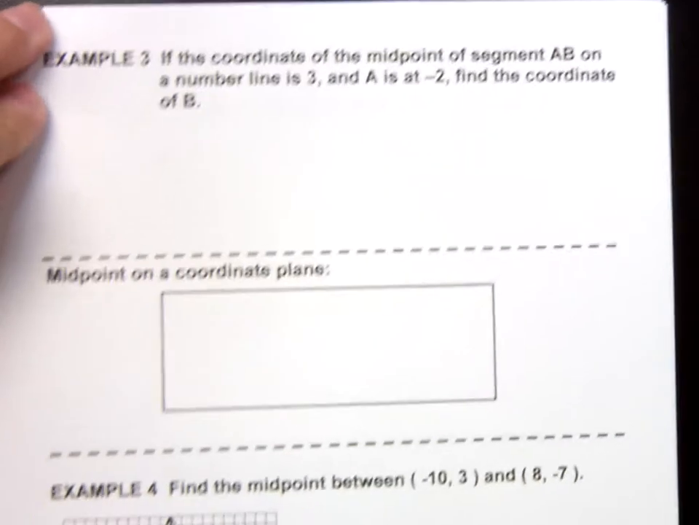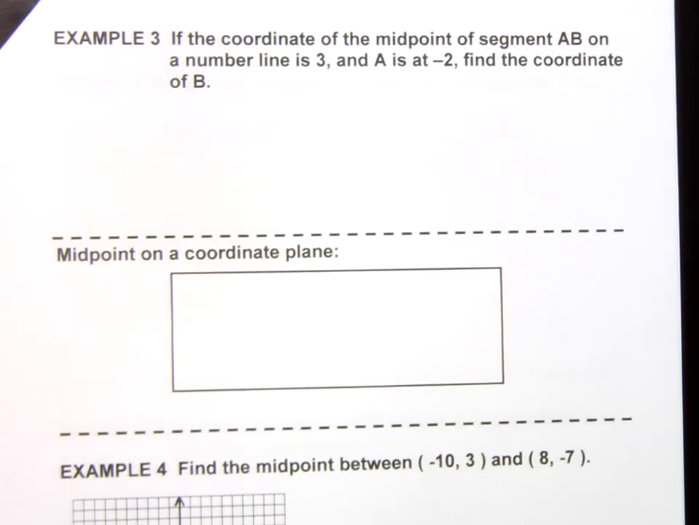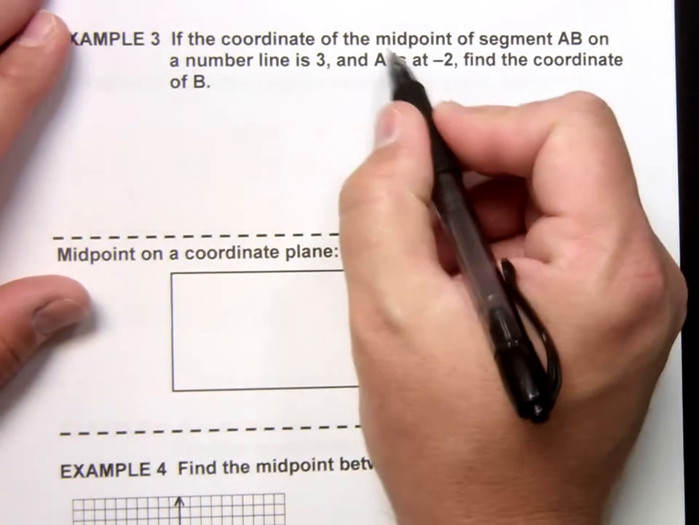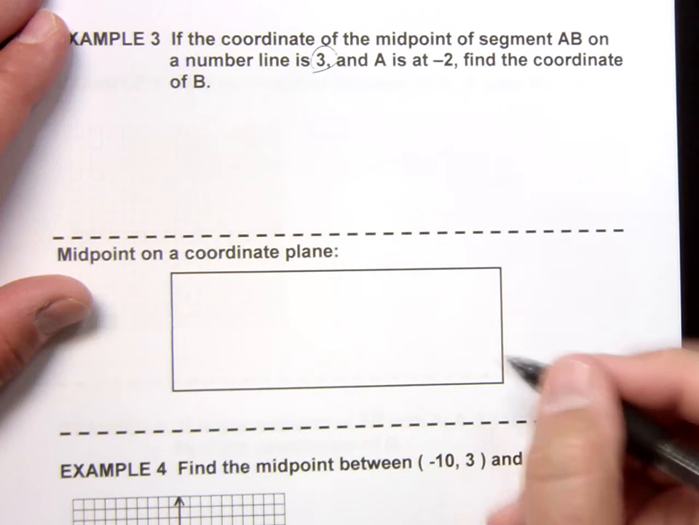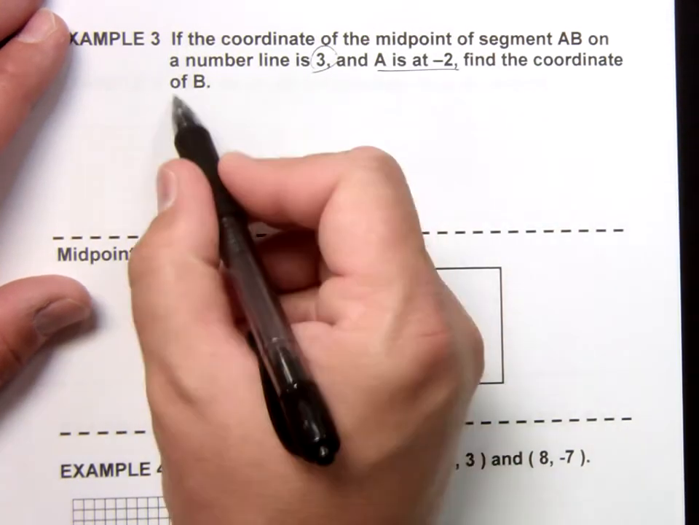All right, example 3 is going to be a little bit different. It says if the coordinate of the midpoint of segment AB on a number line is 3, and A is at -2, find the coordinate of B. On the past couple problems, they've given us the two endpoints, and we had to find the midpoint. This time, we already know the midpoint. The midpoint is 3. And we know one endpoint, A is negative 2.